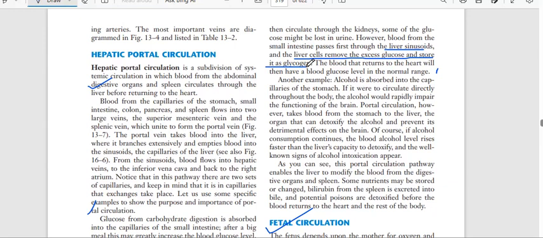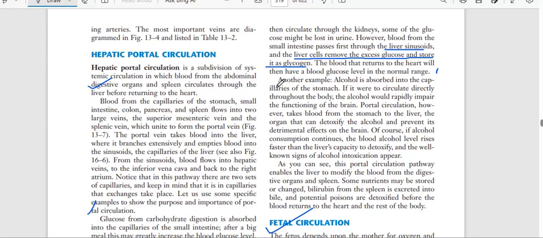So that's the reason that whatever we eat, the glucose level suddenly increases, but after digestion, the glucose is stored in the liver. So this is the important thing. That is the reason portal circulation is important.